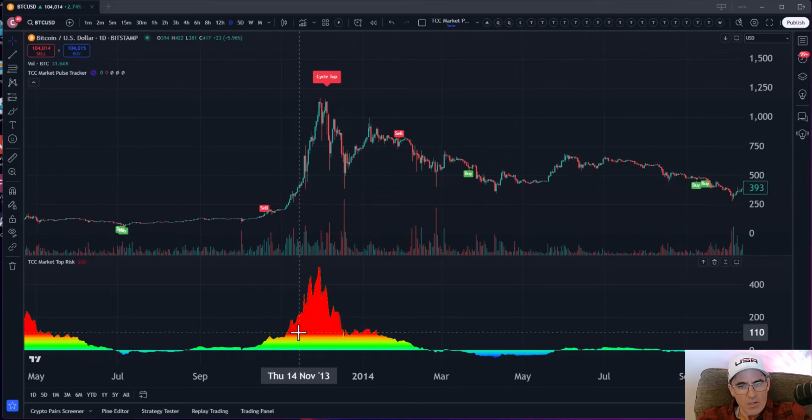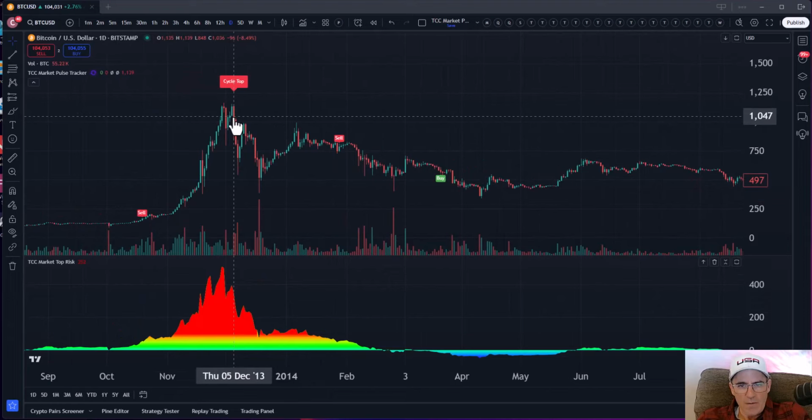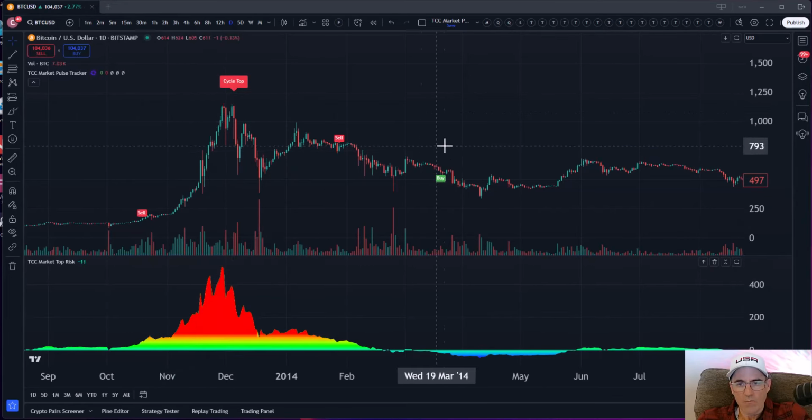Now, it's better to try to catch these as we're going up, because if you look here, the cycle top was printed here in December, but the price had already kind of stabilized at about 1,034. It had gotten up to 1,138. So as soon as that cycle top indicator flashed, that was the time to get out of the markets. But you want to start scaling out before then.